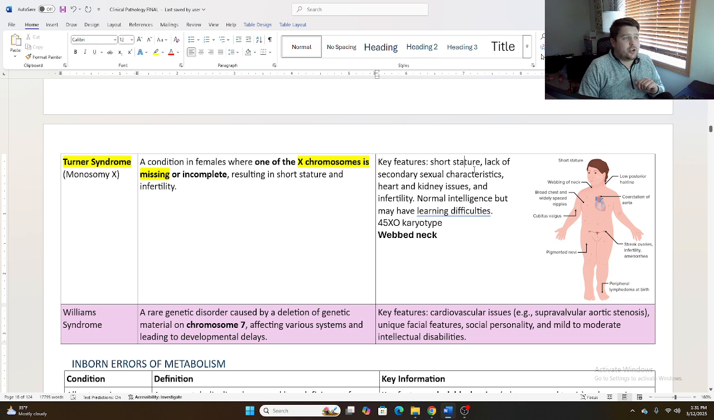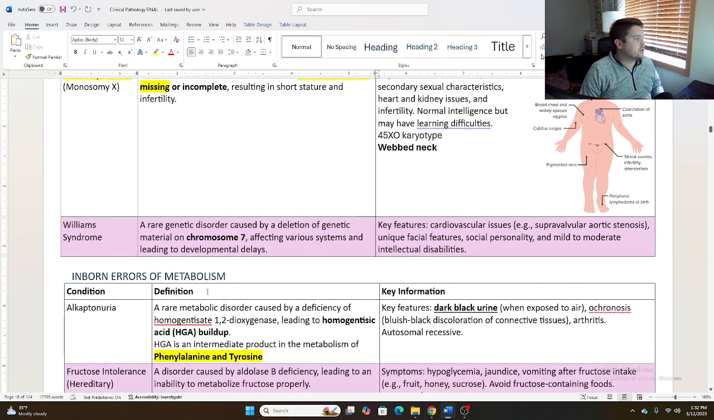Typically, they will have a short stature and a webbed neck. This is typically the identifier, saying that they're short and they have a webbed neck. Not to be confused with what is known as Klippel syndrome. That is a different condition, more directly related to the skeletal structure, not necessarily the chromosome structure. So we'll look at the difference. This is going to be a female, webbed neck, infertility, 45XO karyotype.